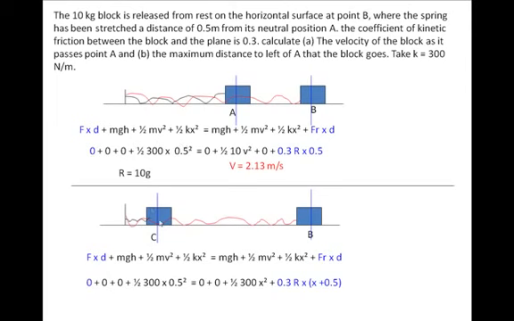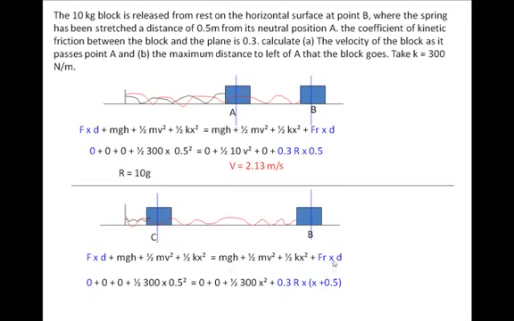Right hand side, that is at position C, mgh is 0, half mv square is 0 because the block stops at C. Half 300 x square, where now you see we have assumed the distance between A and C as x, and that is the distance the spring is compressed, and that's why we are calling it x only.